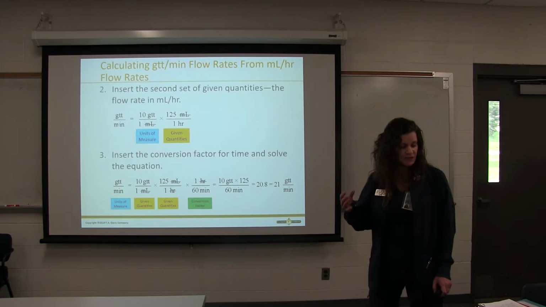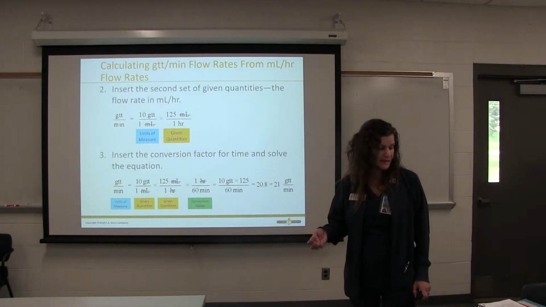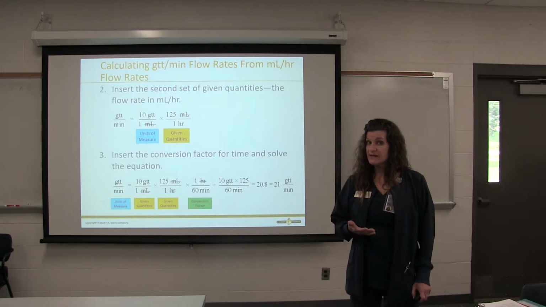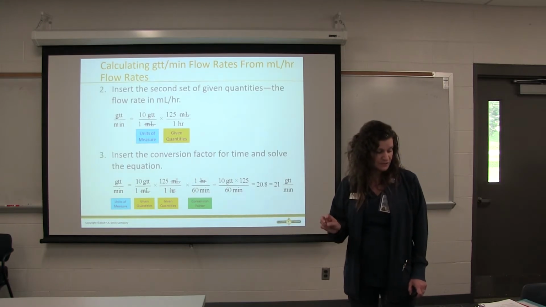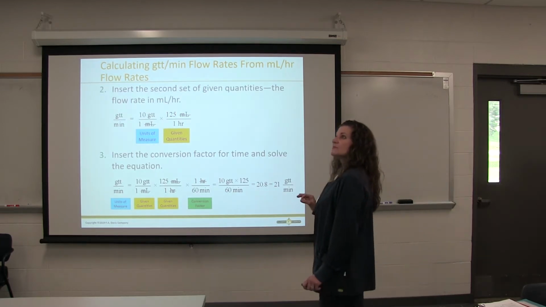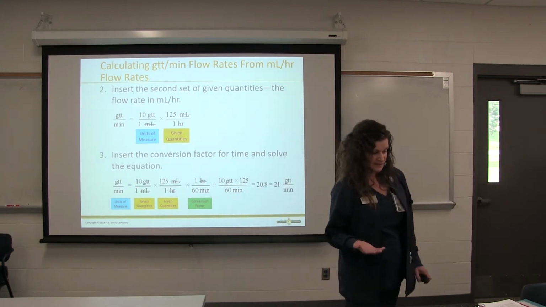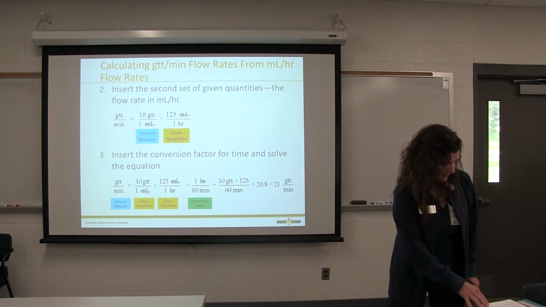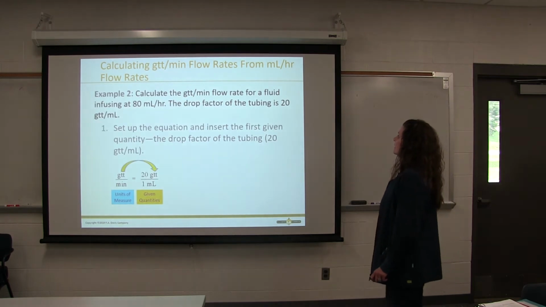This is how you calculate drops per minute from milliliters per hour. Milliliters per hour is generally used with the electronic devices, whereas manual is going to be drops per minute. Real important to remember to discern between those two. And always, when you're talking about manual drops per minute, tube factor is going to be the most important thing that you want to know, is how much drop factor of the tubing is. Okay? So let's look at another one here.